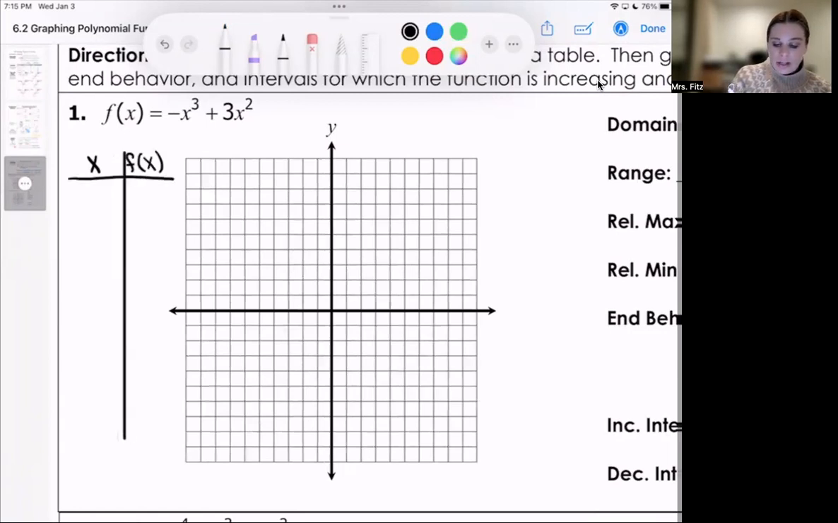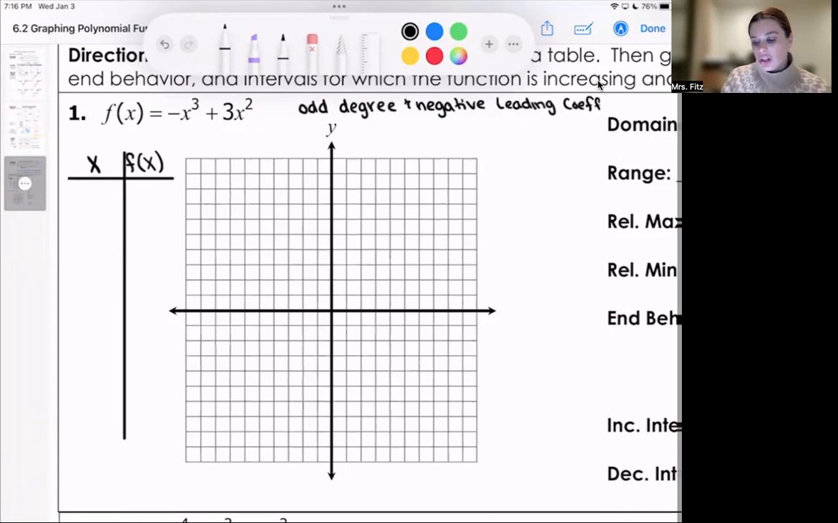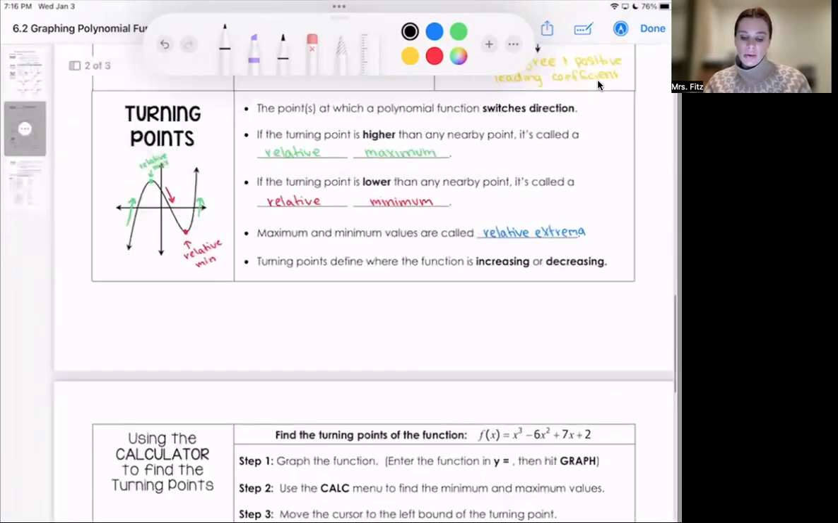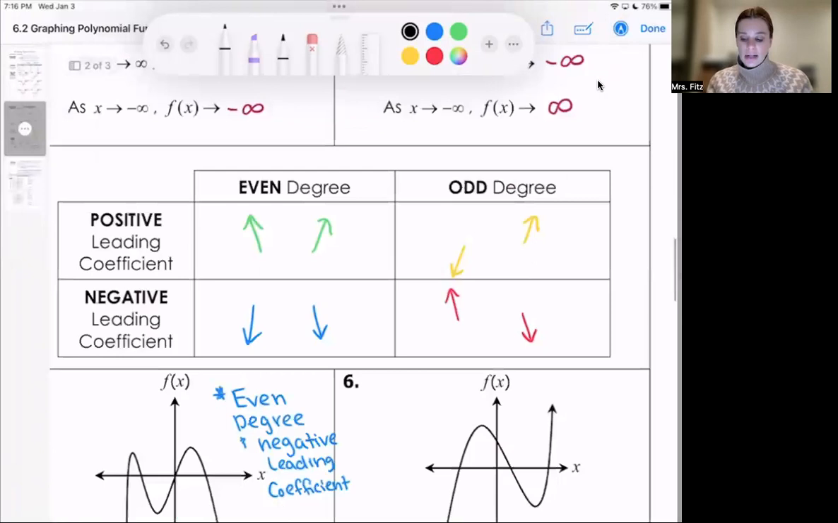Now, one thing to note is we actually already know what the end behavior is going to be because we have an odd degree and a negative leading coefficient. And so looking at our chart, you can actually go back to our notes. If it's an odd degree and a negative leading coefficient, to the right, it's going to go down. To the left, it's going to come up.